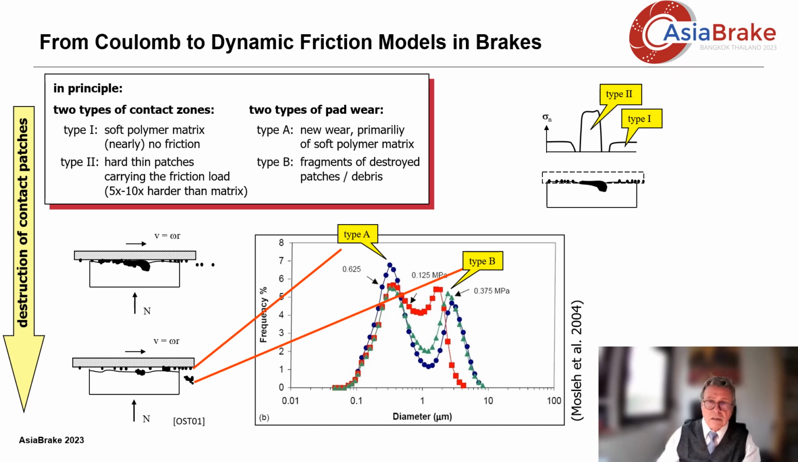In special cases, this can be seen from the two maxima of emission. They are the abrasion particles from the polymer matrix and the fragments of the patches. The surface of the pad is thus divided into two parts. Type 1, the soft polymer surface with nearly no dissipation, and type 2, the patches with a breathing total surface area, which is essential for determining the frictional force.